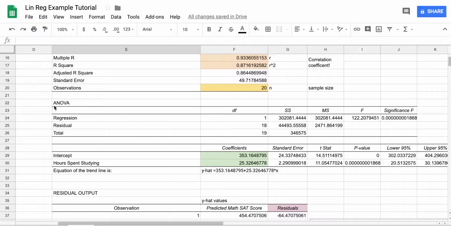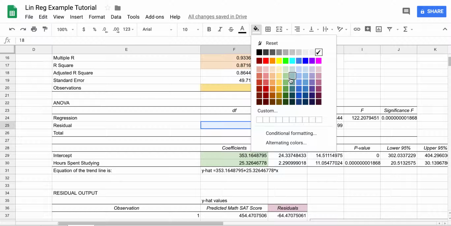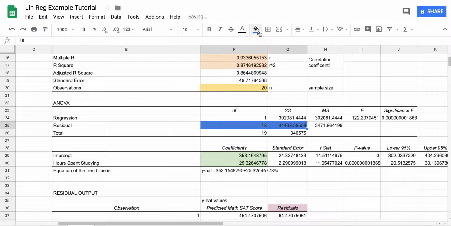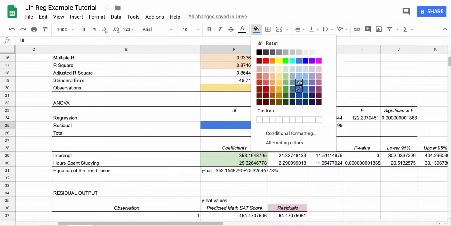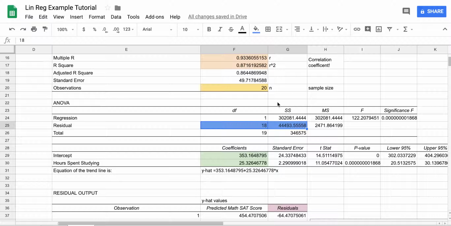So if we go down here to where it says ANOVA and we see regression and residual, we're going to look right here in the residuals, and we're going to highlight these. A color I haven't used. We'll do a nice dark blue. Oh, too dark. All right, a nice blue. And it turns out that that is the SSE. And this, if you look, is n minus 2. Those are the 2 pieces that you need to calculate the little s, right?